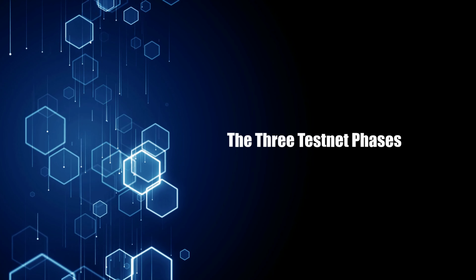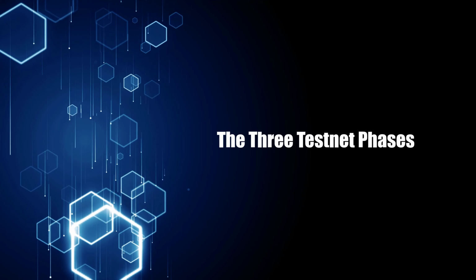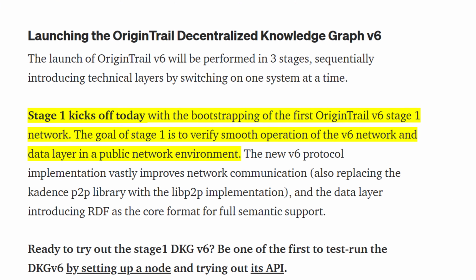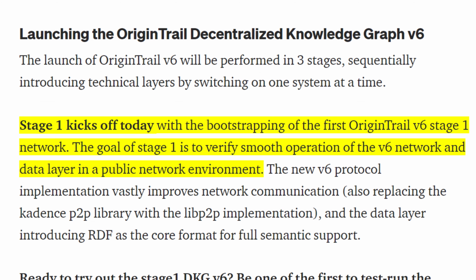So it says here, launching the OriginTrail Decentralized Knowledge Graph version 6. The launch of the OriginTrail V6 will be performed in 3 stages, sequentially introducing technical layers by switching one system at a time. It says stage 1 starts off today, and this was released on the 27th of December, if I remember correctly. I'm just talking off the top of my head, so that date might be wrong, but we're talking about last year, December, where this program actually kicked off.